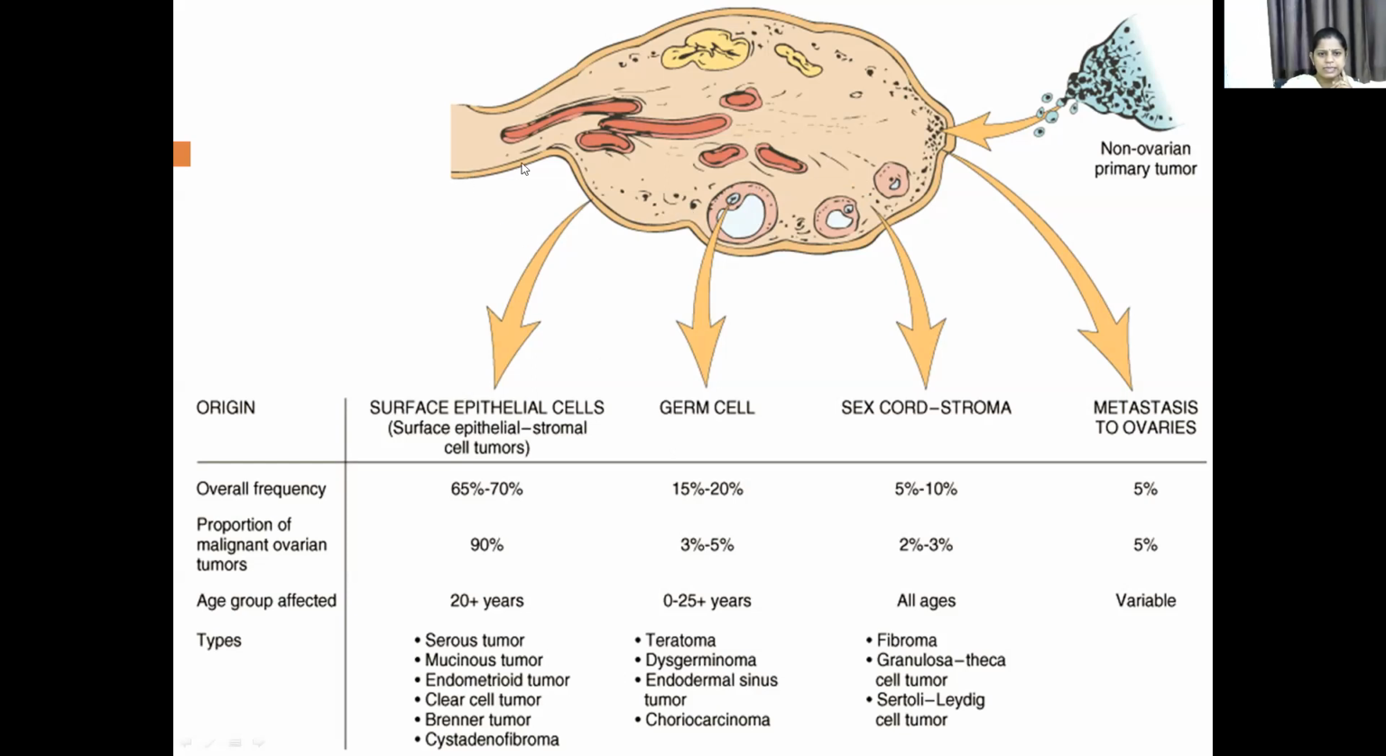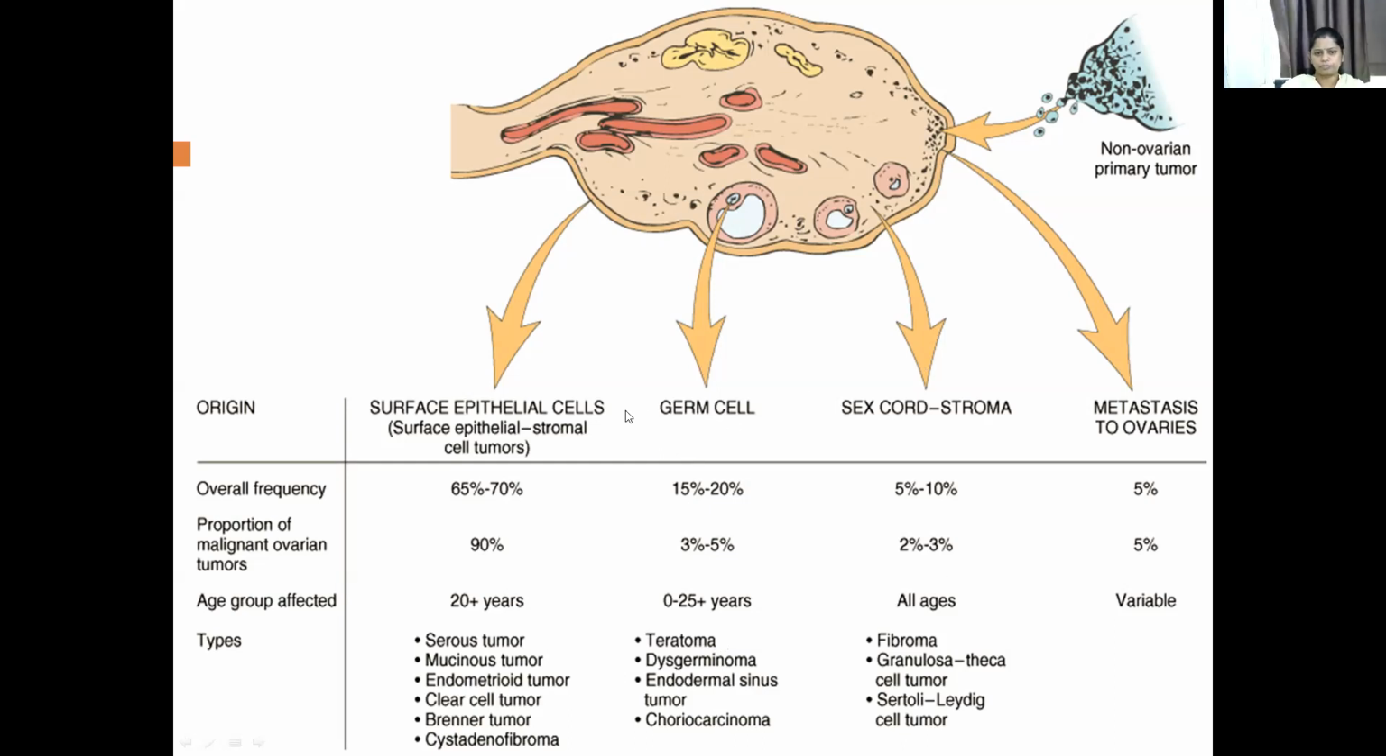Those arising from the surface epithelium are called surface epithelial tumors. The age group affected is usually around 20 years. Different types in surface epithelium include serous tumors, mucinous tumors, endometrioid tumors, clear cell tumors, Brenner tumor, and cystadenofibroma. Those arising from the germ cells include the teratomas, the dysgerminomas, endodermal sinus tumor, and the choriocarcinomas.